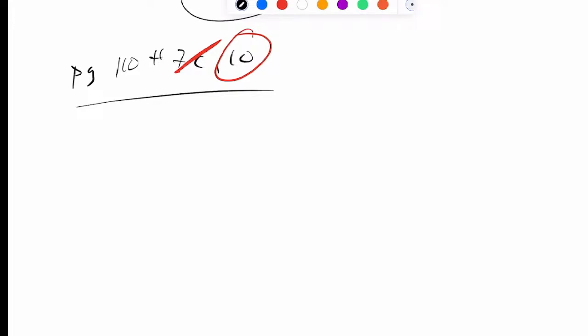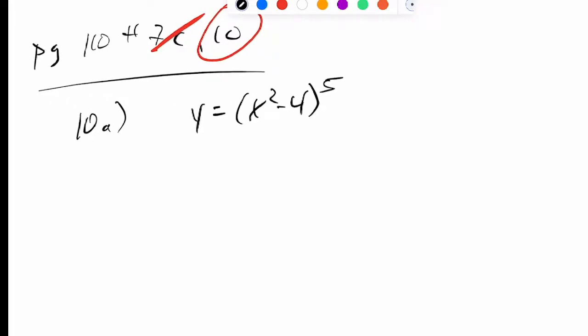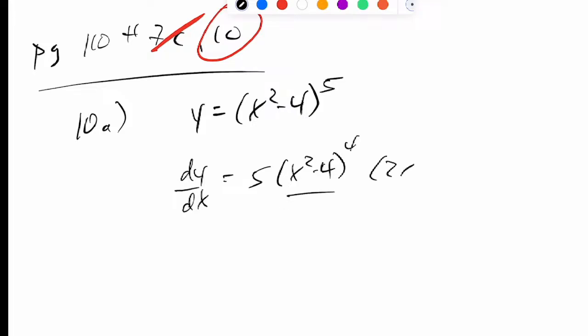Determine the values of x where the derivative is. Sure. So for 10A, I was about to move on. They're asking for horizontal tangents. So you take your derivative and set it equal to 0. Take your derivative, drop down the 5, subtract 1, take the derivative of the inside using the chain rule, and set this equal to 0.